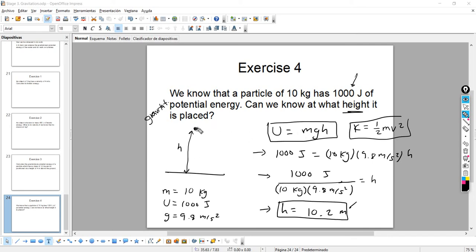If you let go of this object, let's suppose that you're holding it with your hand, okay? So at this point, this object has 1000 joules of potential energy. And if you let go, if you move your arm and let go, then that energy, which is accumulated at this point, will be able to perform 1000 joules of work on anything else that is here at ground level, right here.